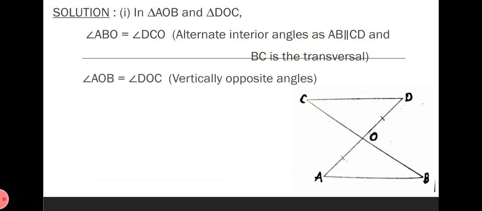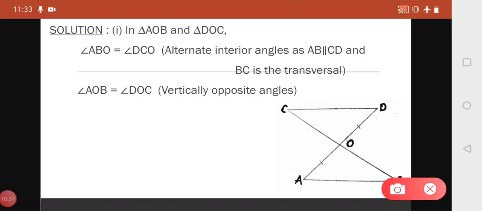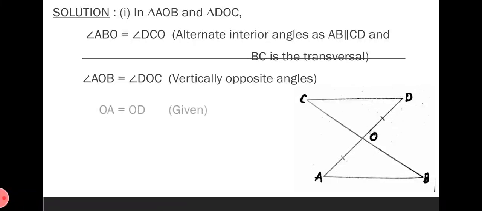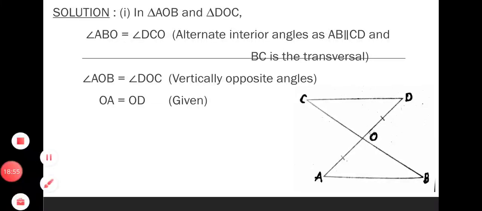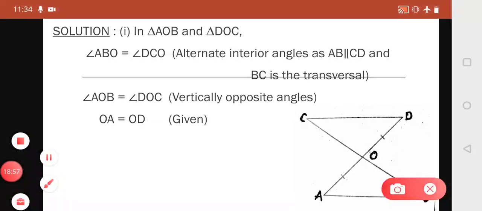Second part, that is angle AOB equal to angle DOC. Both are a pair of vertically opposite angles. So we get both as equal, that is angle AOB equal to angle DOC. And third part, already it is given that O is the midpoint of AD. So we will get AO equal to DO. You can write OA equal to OD.